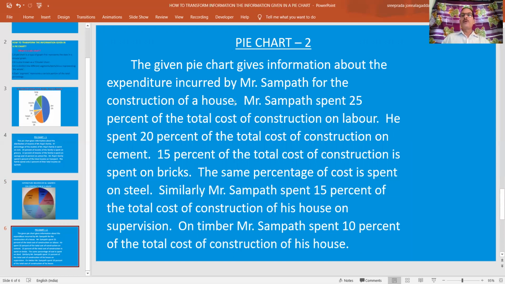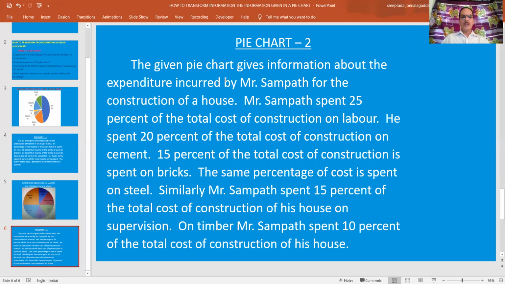The given pie chart gives information about the expenditure incurred by Mr. Sampath for the construction of a house. Mr. Sampath spent 25% of the total cost of construction on labor. He spent 20% of the total cost of construction on cement. 15% of the total cost of construction is spent on bricks. The same percentage of cost is spent on steel. Similarly, Mr. Sampath spent 15% of the total cost of construction of his house on supervision. On timber, Mr. Sampath spent 10% of the total cost of construction of his house.